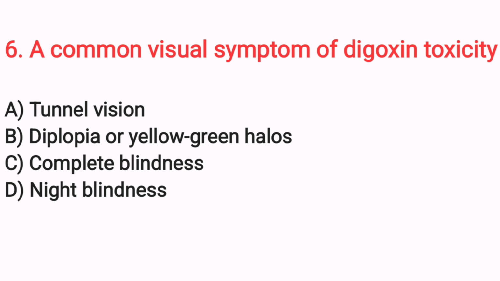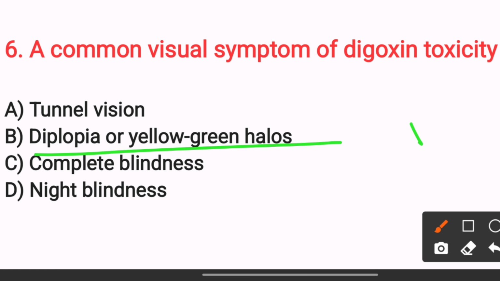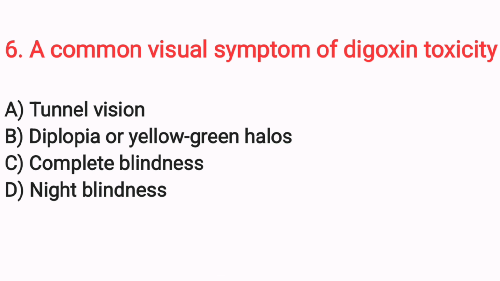A common visual symptom of digoxin toxicity is: option A, tunnel vision. Option B, diplopia or yellow-green halos. Option C, complete blindness. Option D, night blindness. The answer is option B, diplopia or yellow-green halos, because visual disturbance, particularly yellow and green halos, are the characteristic signs of digoxin toxicity. So the answer will be option B.